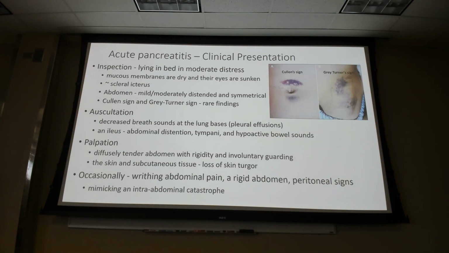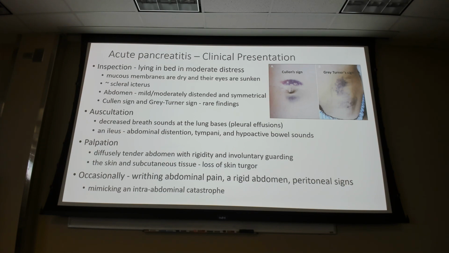All right, there's the Cullen sign and the Grey Turner sign. These are very rare, not commonly seen, but because of the relationship of the pancreas and the belly, this is why you see these findings. You can see the Cullen sign if blood tracks down the falciform ligament, and then you'll see those flank findings as well, but not very commonly. I think I've seen Grey Turner maybe once. I've never seen a Cullen sign in anybody.